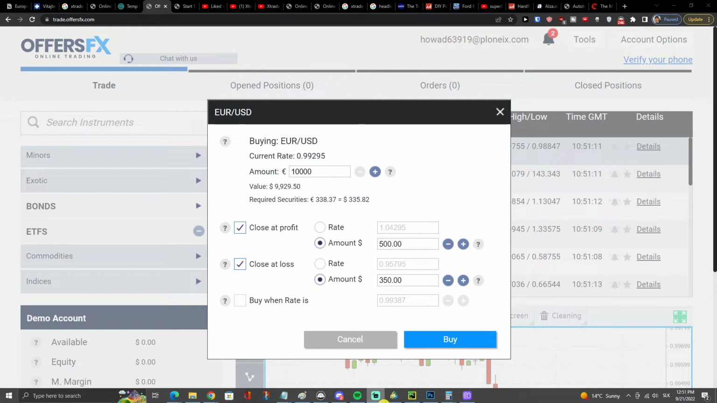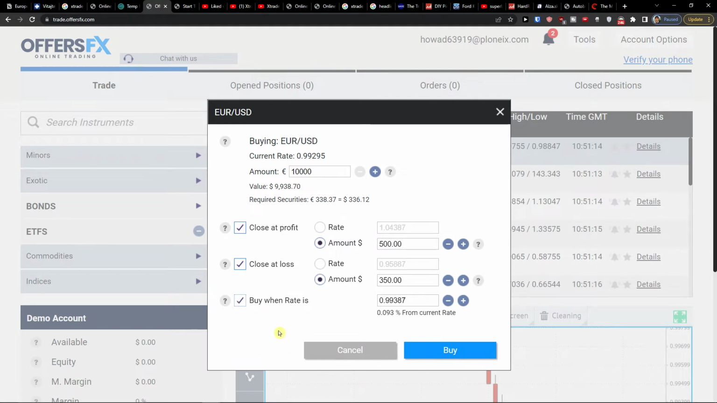Now when you go further, you can simply click buy when rate is, and you can say, okay, let's buy here when it's going to be at 1.03. Therefore, it's going to change also the close at loss and close at profit, because if I want to buy at 1.03, look at this, the profitability is going to increase, and also the sell point is going to change here. And you can always edit it as much as you want, but this is pretty much how we do it.